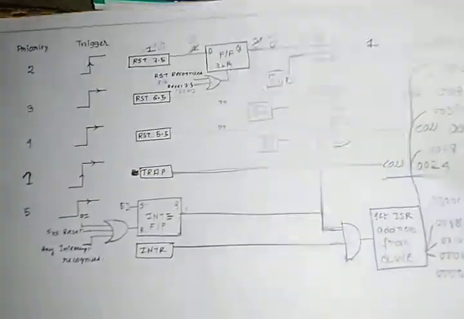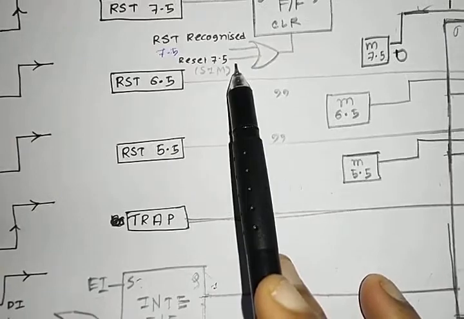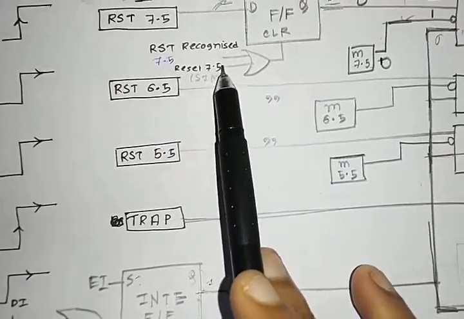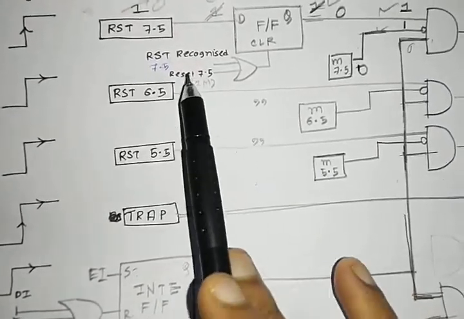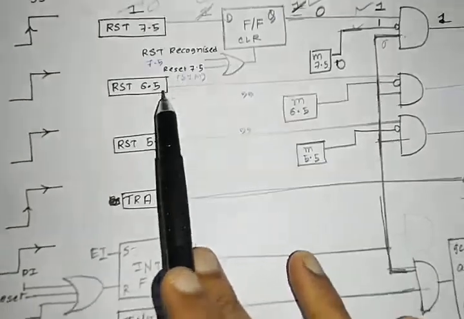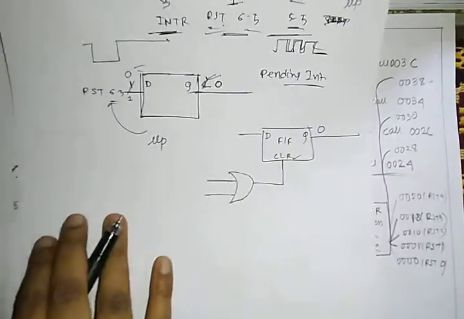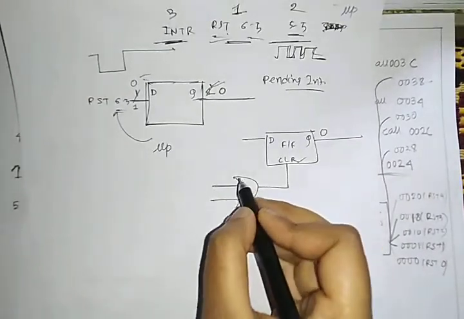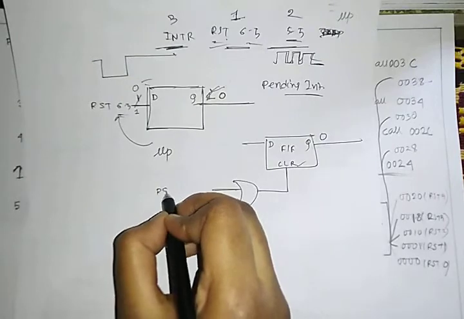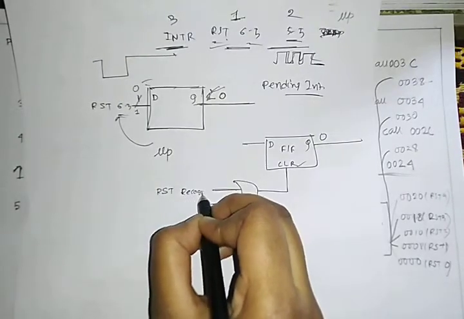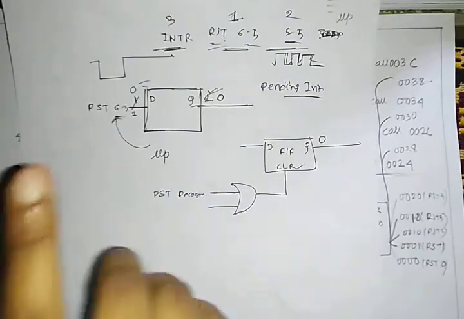There is something called reset 7.5. This reset 7.5 is only for 7.5. For the other 2 scenarios there is nothing called reset 7.5. This is only RST recognized. So what happens actually here, let me draw this. Suppose my task is being performed, so I want to make this 0. One condition will be if RST is recognized. Okay, I've done this, so now clear my instruction. This is one way of clearing it.